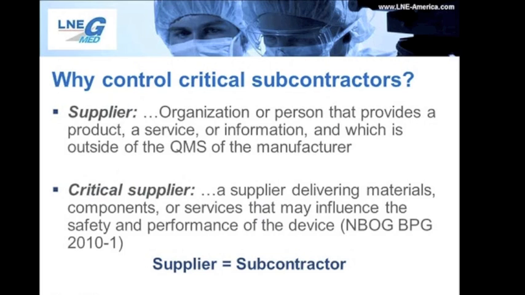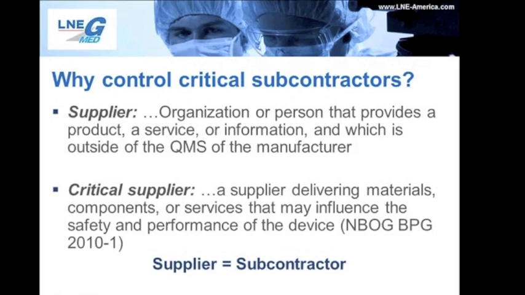So before we get into why a medical device manufacturer would need to control their critical subcontractors, let's first make sure we're all on the same page. I know that we all seem to have different definitions of these terms, so let's set a baseline. The two definitions you see on your screen are taken from the MBOG Best Practice Guide, 2010-1. A supplier is an organization or a person that provides a product, service, or information, and which is outside the manufacturer's quality management system. A critical supplier is a supplier that delivers materials, components, or services that may influence the safety and performance of the device.